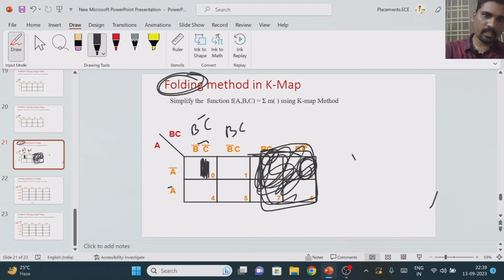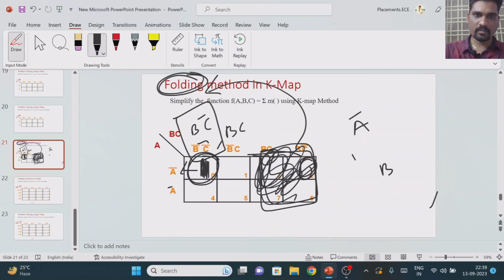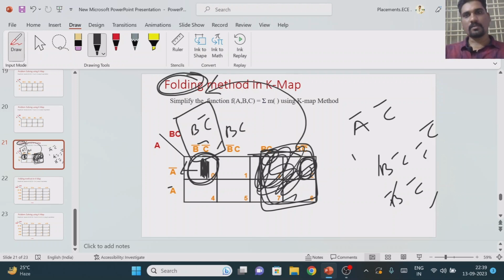Now how many groups do we have? Only a single group is there. It means that internally there are two variables. Now what is the answer? This belongs to A bar, right? In this direction we need to consider these two cells: one is the folded value, another one is the normal value. So what is the value? BC bar and B bar C bar. Now what will happen? B bar will get cancelled. C bar remains, so what is the answer? A bar C bar is the answer.